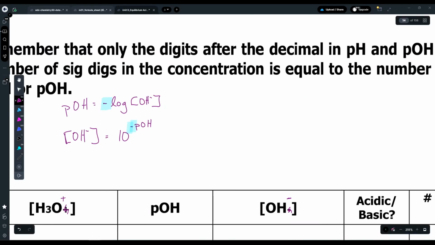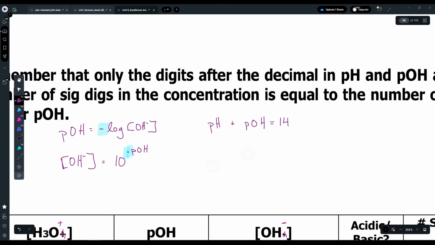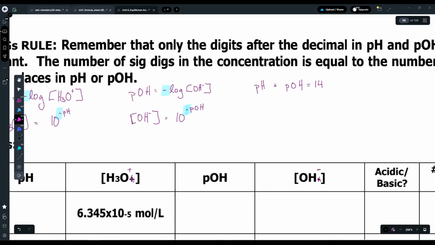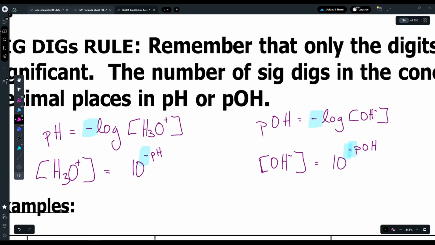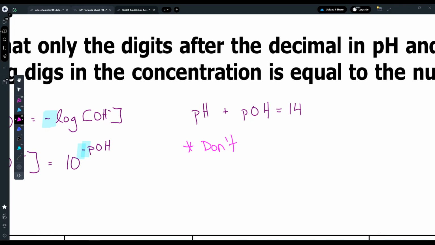Okay, and then last but not least, our final formula is pH plus pOH is going to equal 14. So this 14 just represents that our pH scale goes from 0 to 14. And you know what? I'll write out the little note that I've said here before, and I've highlighted the negatives. Don't forget the negatives in these formulas, because you will get weird numbers if you don't put in the negatives.